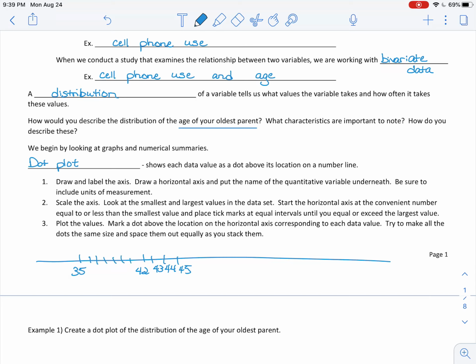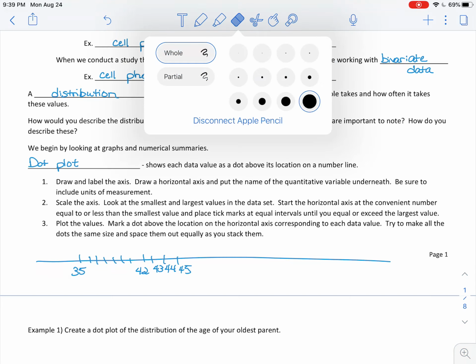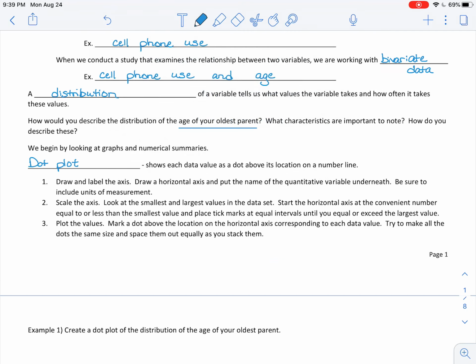I want to actually have it scaled out. So we're going to have to make sure that we're careful with that. That's part of what makes this process tedious. Start the horizontal axis at a convenient number equal to or less than the smallest value. So if the youngest parent was 35, maybe start at 34. We're going to have equal increments for our tick marks, and then we want to get slightly larger than the oldest parent that we're going to record here. We're going to plot the values by just putting a dot above the location on the axis that represents that particular aged parent. We're going to try and make them all the same size, and we're going to space them out.